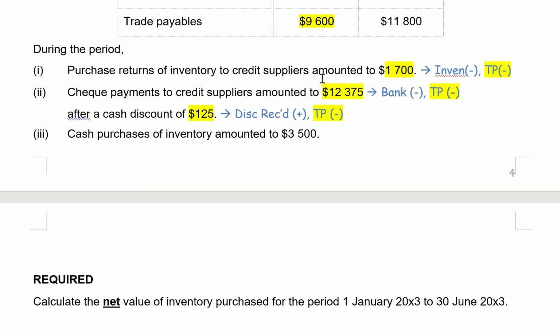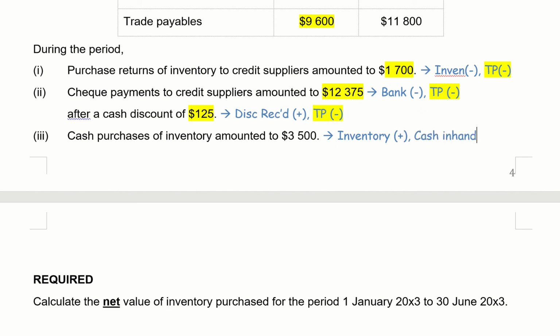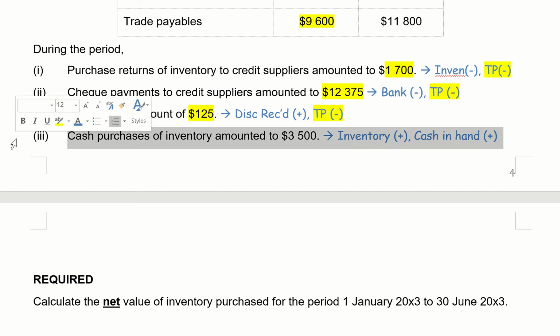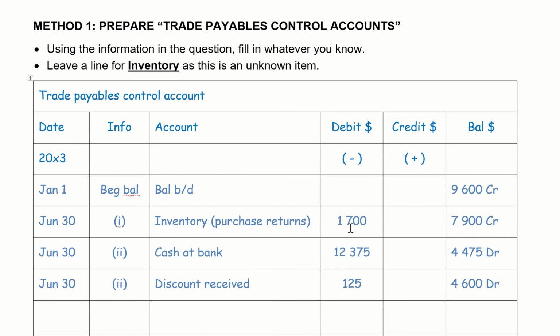Alright, let's take a look at the last information. Cash purchases amount to 3,500. So when there is a cash purchase, what are the two accounts that are going to be recorded? Firstly, you bought inventory, so you record inventory plus. Does it affect trade payables? No, because it's a cash purchase. On the spot, you pay. So very likely, it's going to be cash in hand. And cash in hand also increases, but doesn't affect trade payables at all. So these cash purchases do not need to be recorded inside the trade payables account.